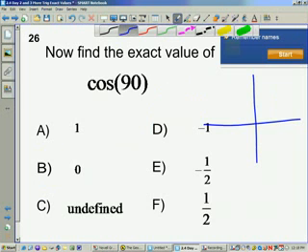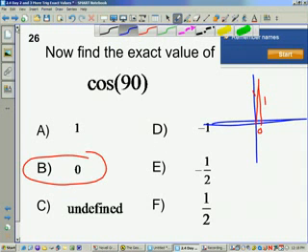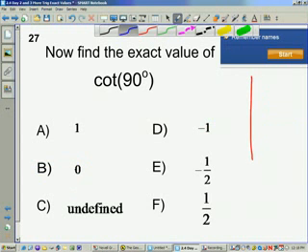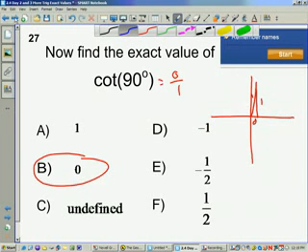Cosine of 90, draw your reference triangle going up. The opposite side is 1. The adjacent side is 0. The hypotenuse is 1. So 0 over 1 is 0. Cotangent of 90, same triangle. We have 0, 1, 1. But cotangent is adjacent over opposite, so 0 over 1, which is 0.